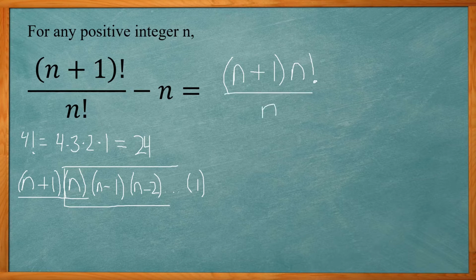over n factorial minus n. So if I do that, the n factorials cancel out, giving you 1, leaving just the n plus 1. Then bring down the minus n. N plus 1 minus n adds up to just 1. So this expression simplifies down to 1.